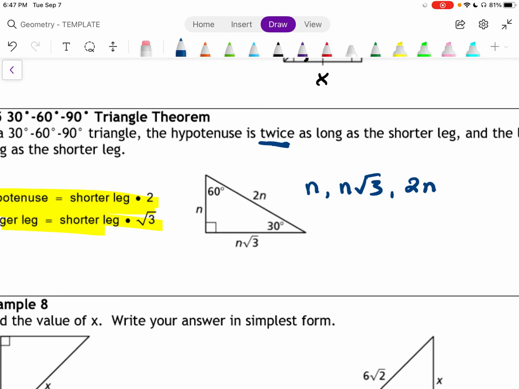That's smallest to biggest. n is the smallest. n root 3 is the next smallest. So let's go ahead and type in root 3 just so we know. Root 3 is about 1.7, which is less than 2.